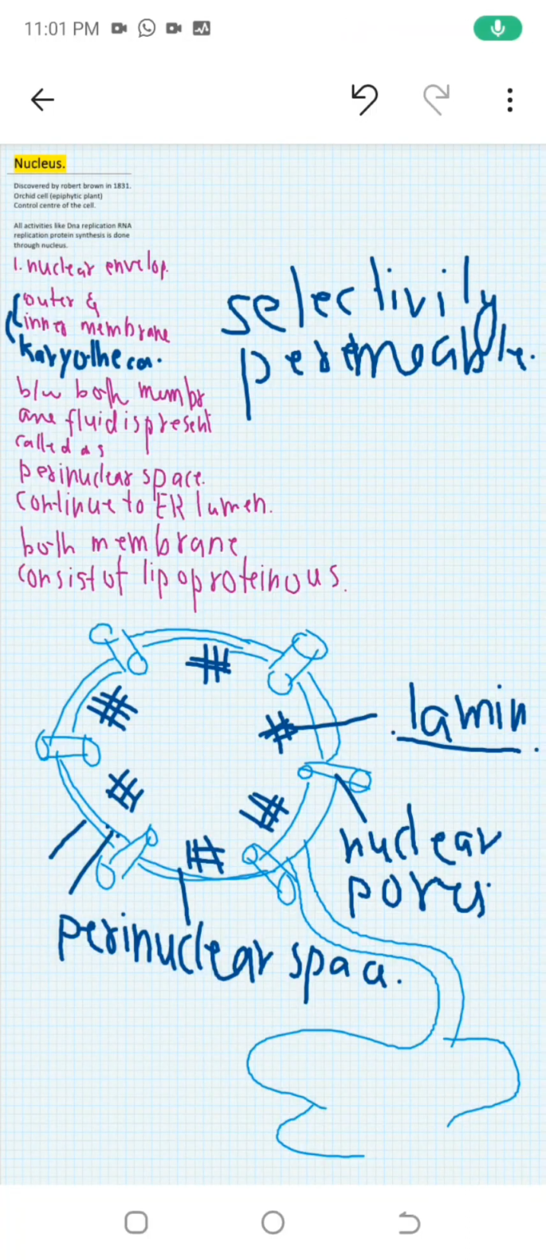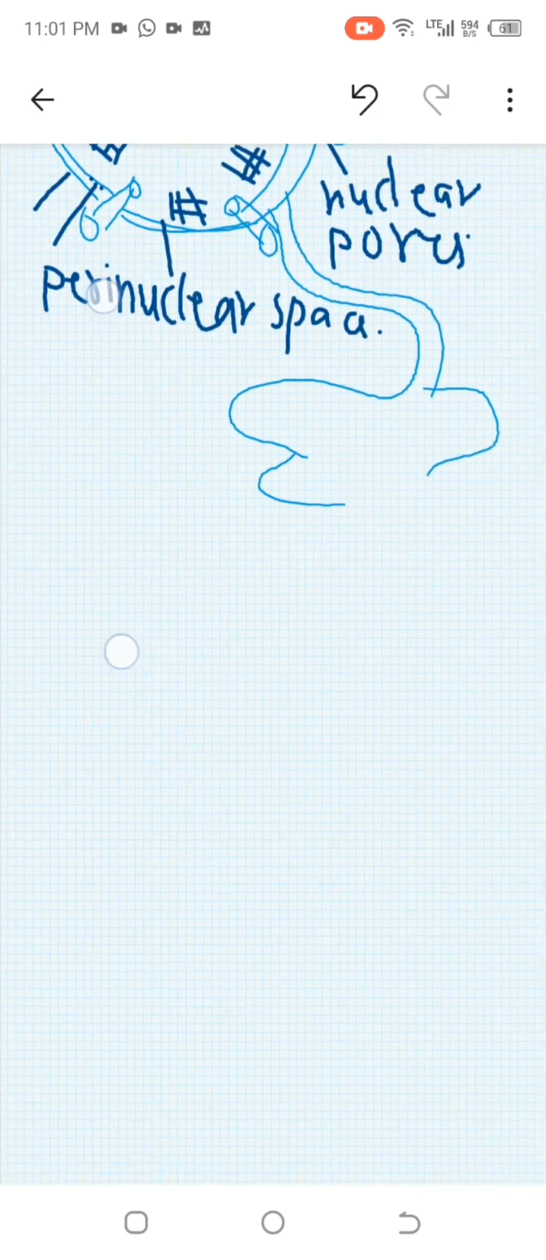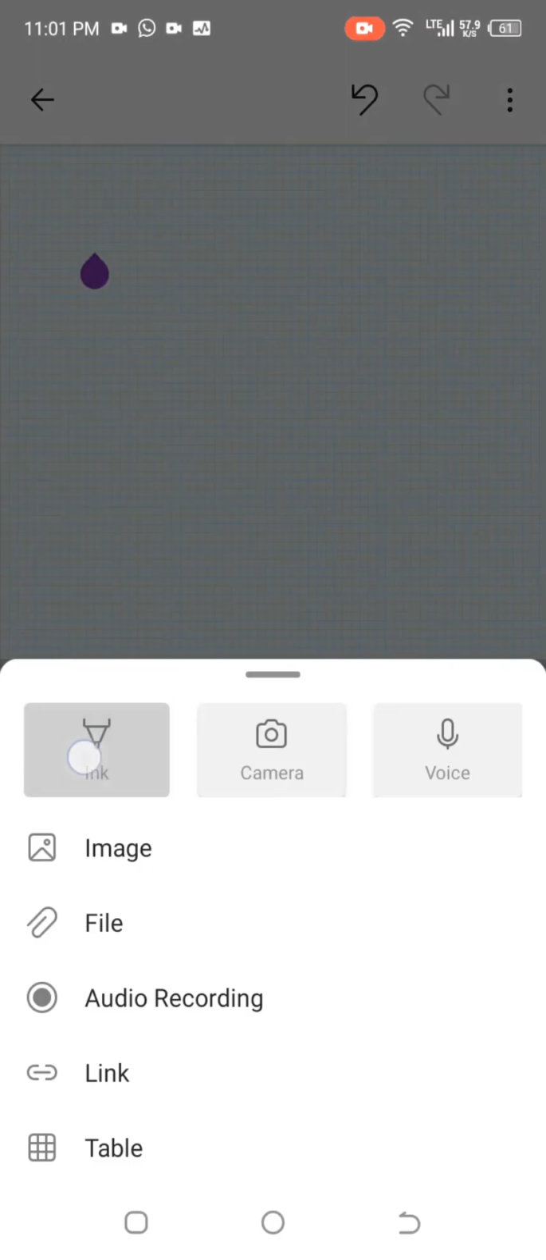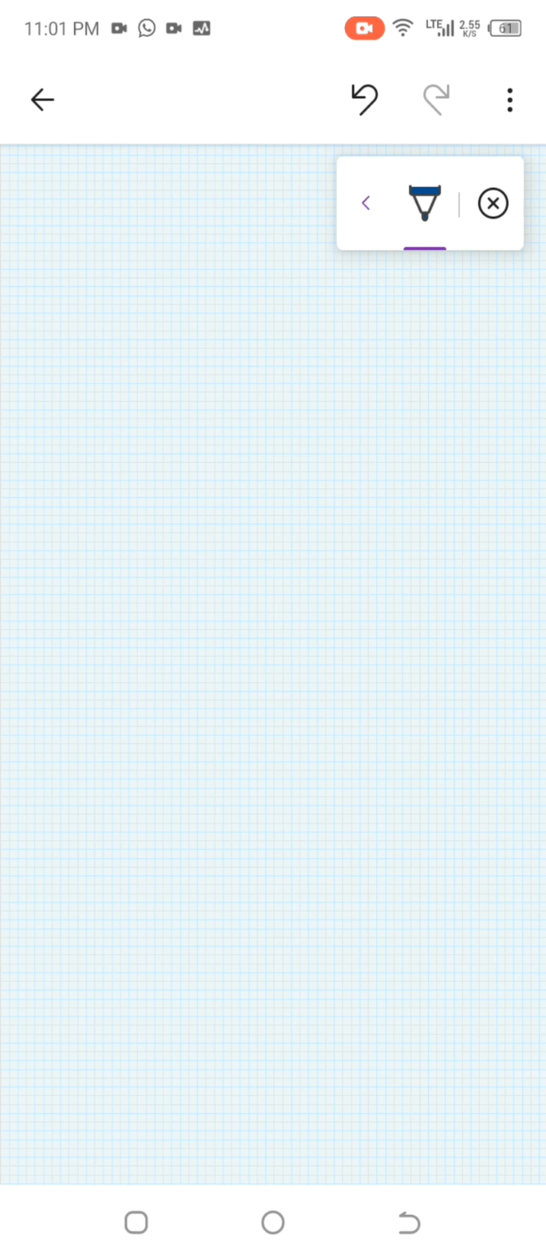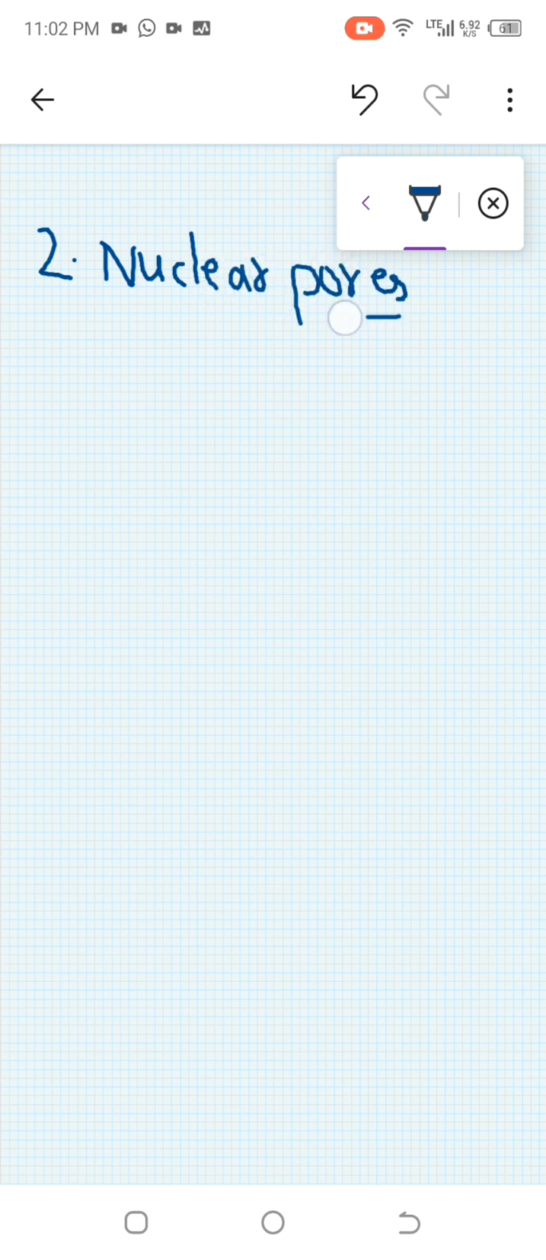Okay, so as in the last video, we discussed the nucleus and the nuclear envelope, which was the covering. Here we're going to discuss the nuclear pores, the second part. Nuclear pores basically help in communication between the cytosol and the nucleoplasm.